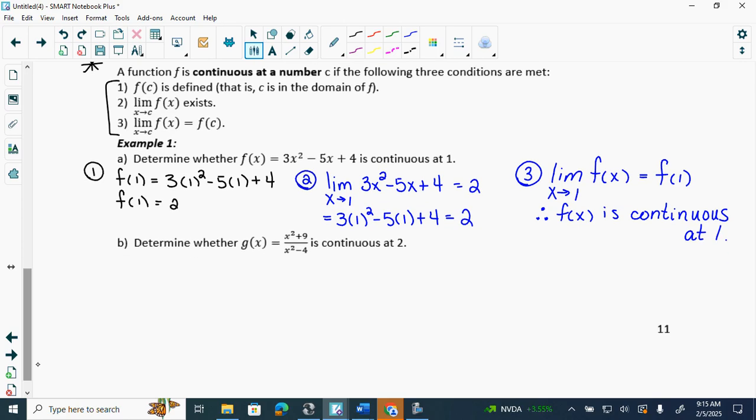Now some people will say, well, I'll just go f of 1 is 2, I'll say the limit is 2, I'll show no work, and then I'll say it's continuous. No. This is the minimum of what you have to show in order to get full marks. Okay?